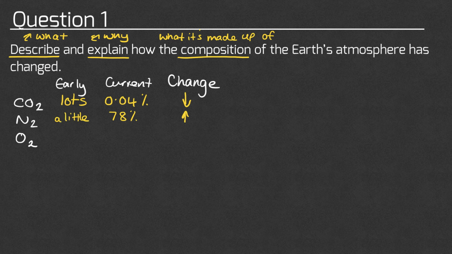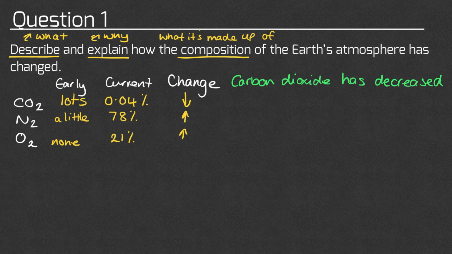There was only a little nitrogen in the early atmosphere. In the current atmosphere, there's 78%, so this represents an increase. There was no oxygen in the early atmosphere. There's about 21% in the current atmosphere, so that represents an increase in the amount of oxygen. So we can use this mini table we've made to help us write our answer.